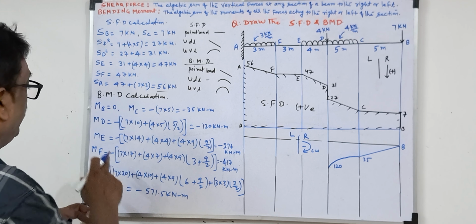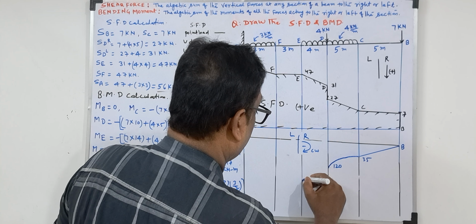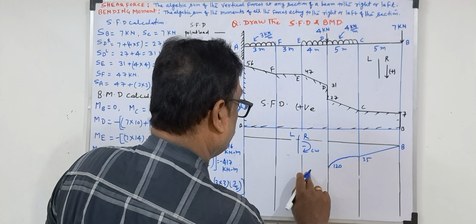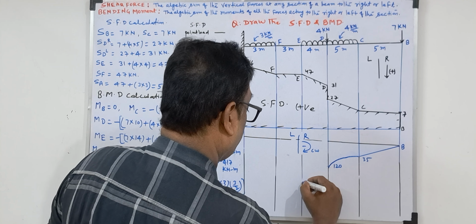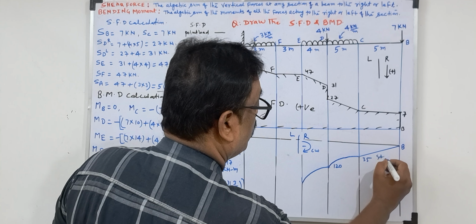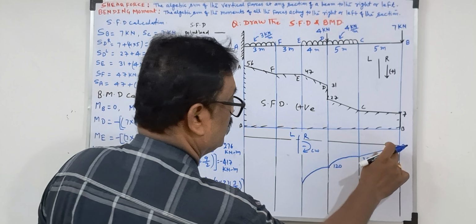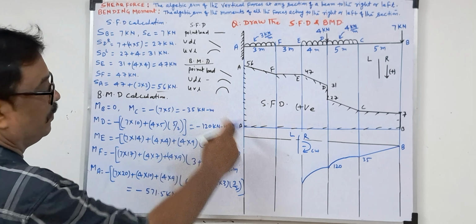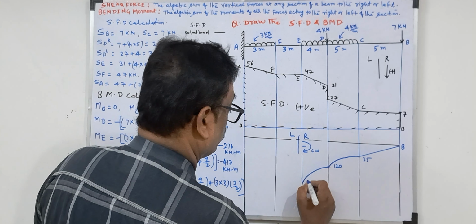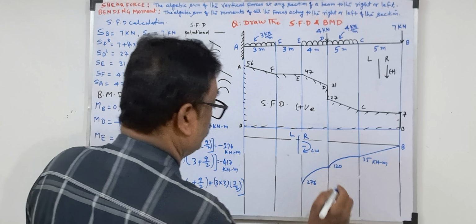Now ME 276. This also has the UDL, so this also will be a curve line. Draw the line a little down. This should be the curve line. This is an inclined line, not a straight line. Your space is not there, na. Okay, this is an inclined line. This is a second degree parabola. Now E, how much? 276. Kilonewton meter. I am not writing it everywhere.